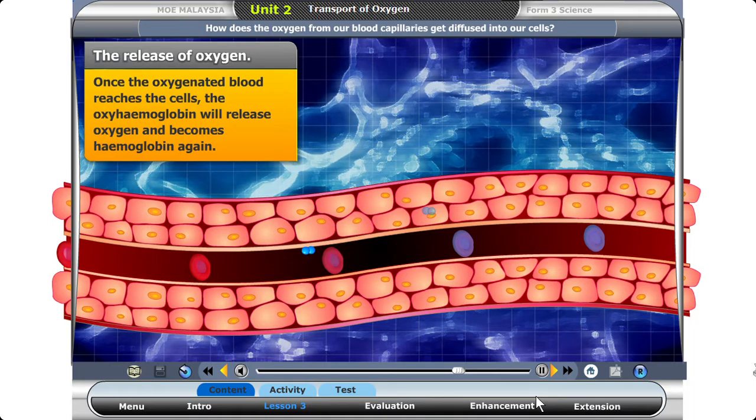Now that you know how the oxygenated blood reaches the cells in our body, how do you think the cells get the oxygen? Once the oxygenated blood reaches the cells, the oxyhemoglobin will release oxygen and becomes hemoglobin again. The released oxygen diffuses through the walls of the blood capillaries and into the cells. The oxyhemoglobin, which is bright red, becomes purplish red once the oxygen has been released.